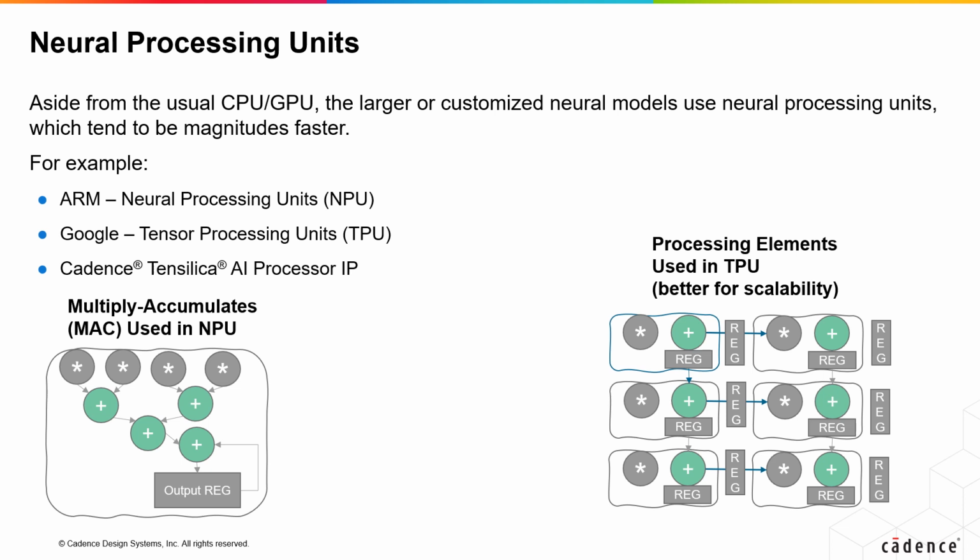Along the lines of Cadence Tensilica AI Max, ARM Neural Processor IP, and Google Tensor Processing Units also offer performance that is magnitudes faster than a CPU or a GPU for the larger neural network models. These neural processing units and tensor processing units use multiply accumulate, or MAC, to process the multitude of matrix multiplications required for the neural network models.